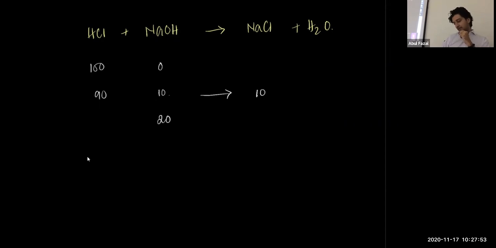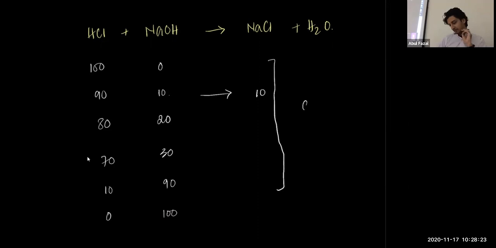Then you take it up to 20, how much reacted? 20 more, so 80 is left. 30, 70, and when it was 90, 10 was left, and here 0 is left when this became 100. The solution has been predominantly acidic, so the color was colorless because the indicator in it is colorless. Here it's completely neutral.